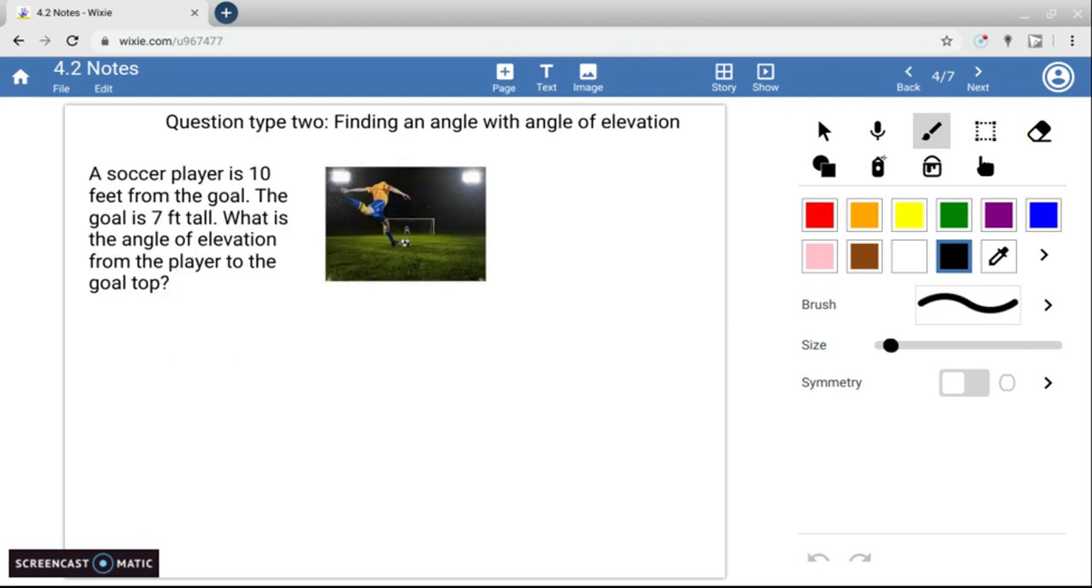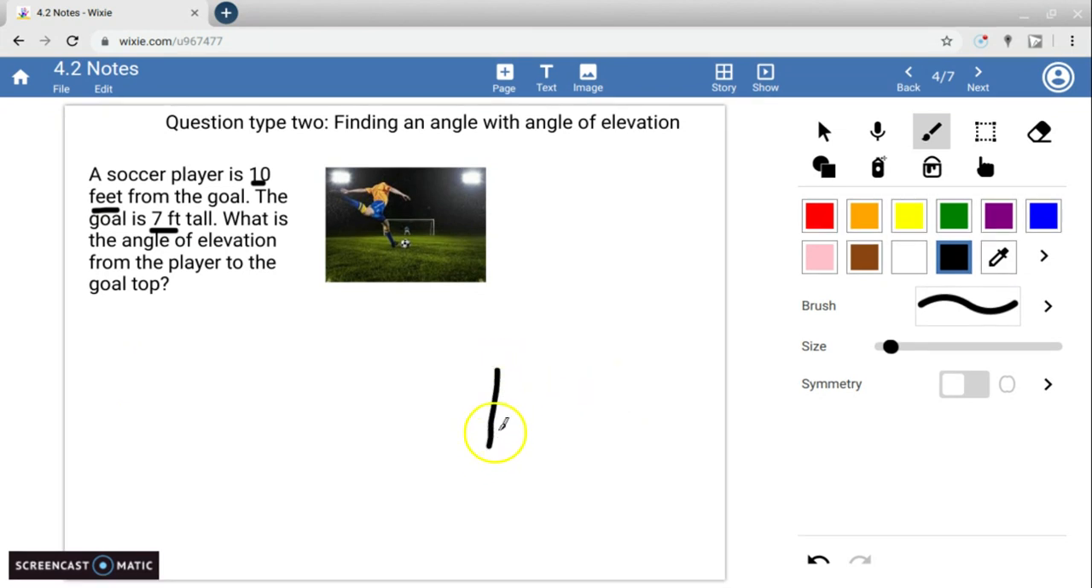Question 2, type 2, is finding an angle of elevation. So we were just finding the length, which was the height. Now we're going to find not a length, but the angle of depression or elevation, but in this case, elevation. So this time, a soccer player is 10 feet from a goal. The goal is 7 feet tall. So we can just go ahead and do this. What is the angle of elevation from the player to the goal top?